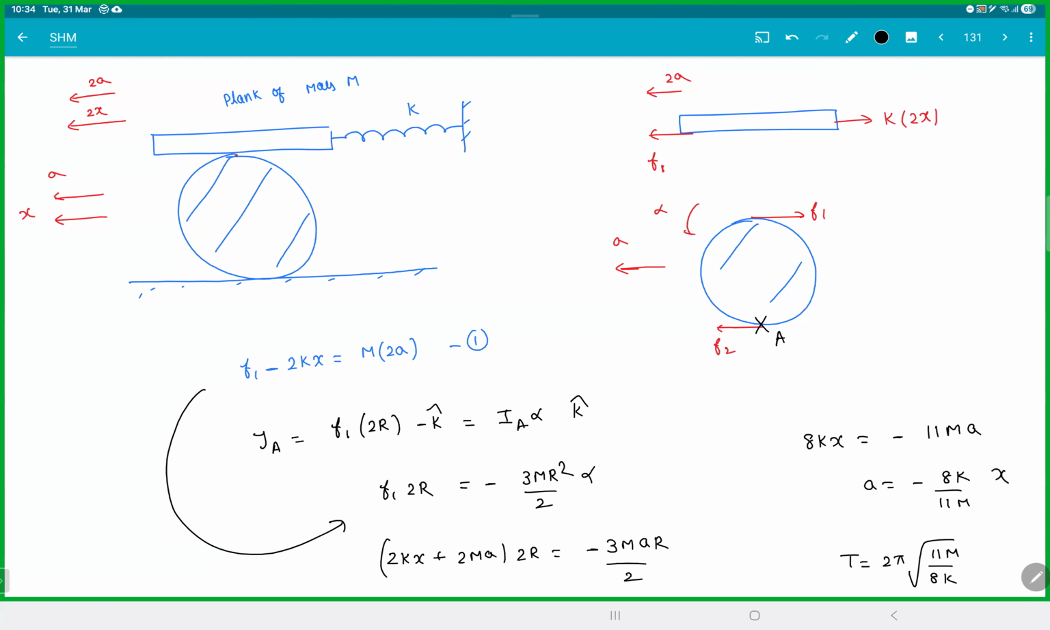All clear with this? The most common mistake that I see is people think the plank is also going with a. So just be careful. The elongation is double, so the acceleration is also double. That's where things get messed up. All clear with this?